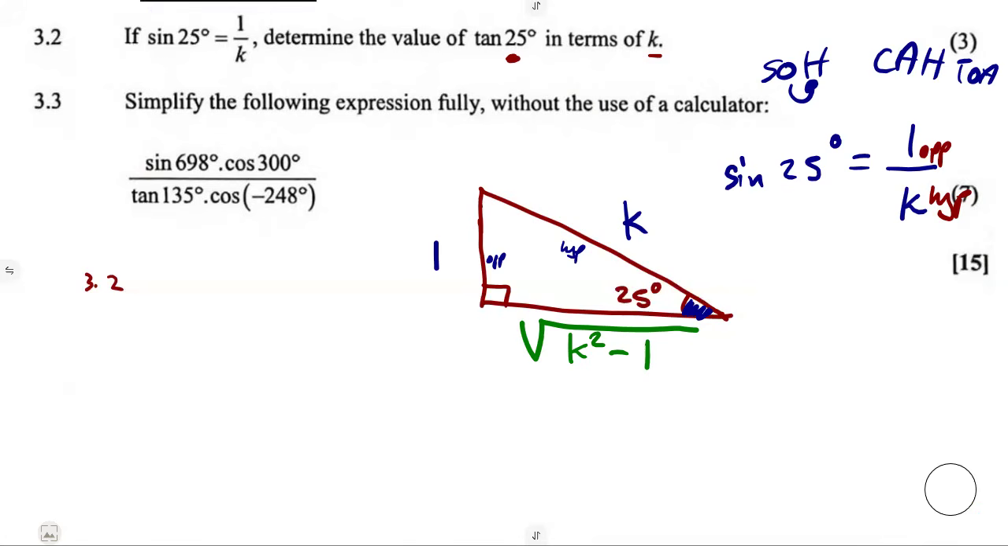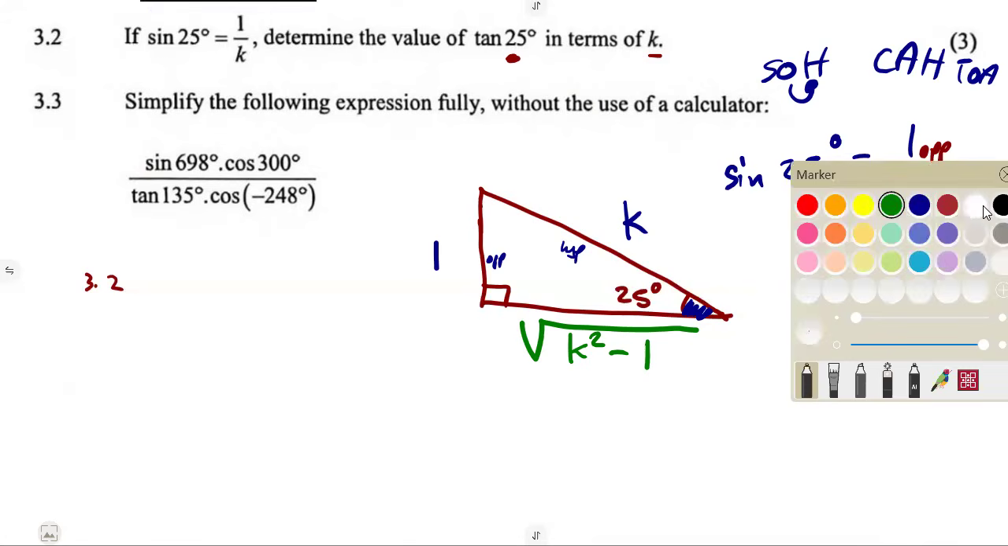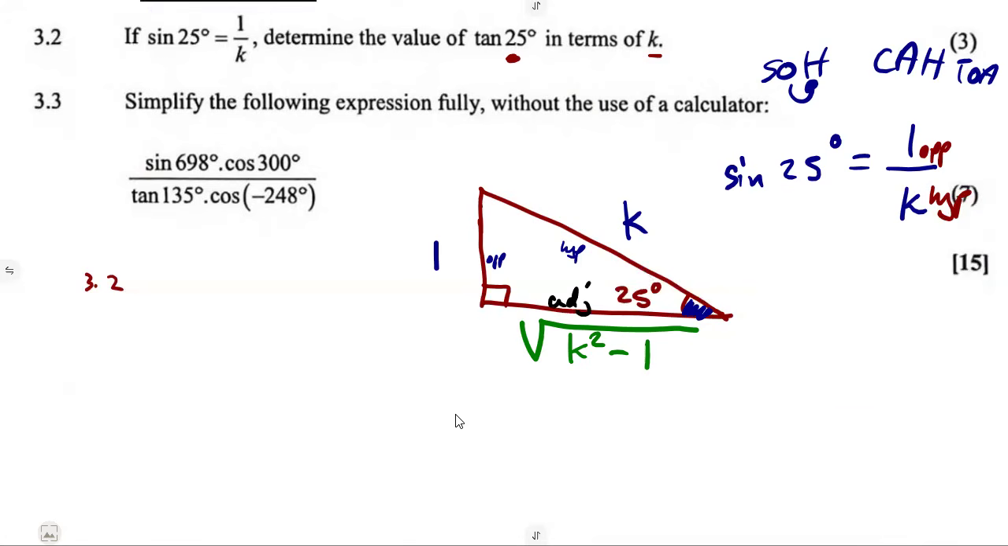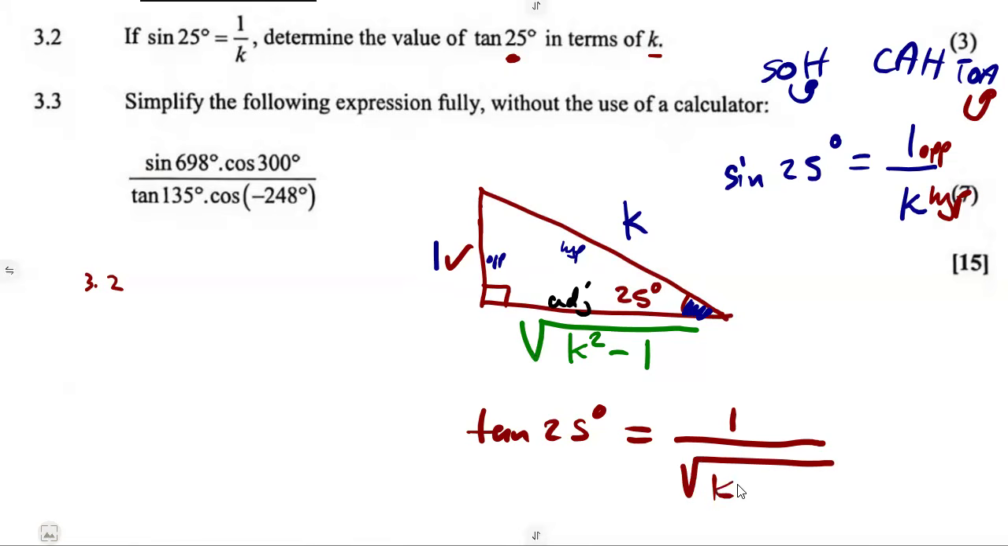Having the third side, which is our adjacent, allows us now to apply our ratio. The tan of 25 degrees is opposite over adjacent, which is 1 over the adjacent. And what is our adjacent? The square root of k squared minus 1. So you take that as it is: 1 over the square root of k squared minus 1. So guys, just like that, you see 3 marks. We're done.